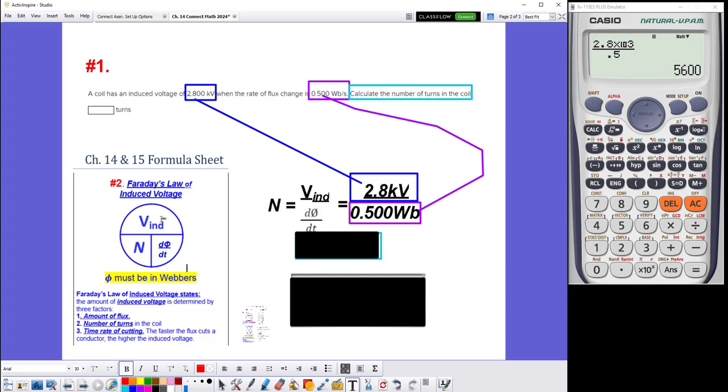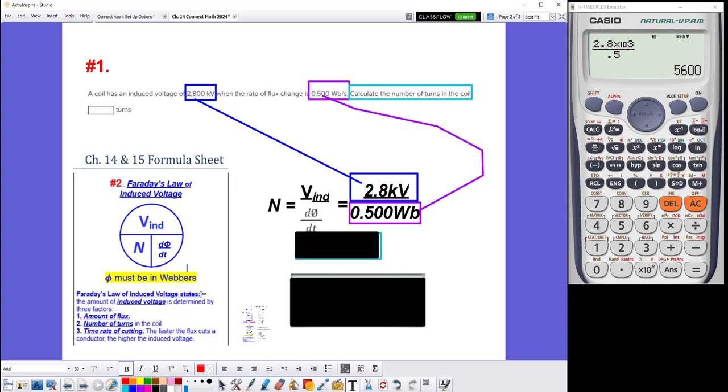So N would be equal to the induced voltage divided by d phi over dt. Now phi is our Greek symbol for magnetic flux, which is the strength of the magnetic field over time. Let's look at the explanation of this formula. First of all, our phi must be in Webers. If you remember from the Chapter 13 formula sheet, there are two measurements of phi, Maxwell's and Weber's. To use this formula, we need Weber's, and luckily it gives it to us in Weber's. In problem number 2, you'll see where we have to convert from Maxwell's to Weber's, but in this one it gives it to us in Weber's.